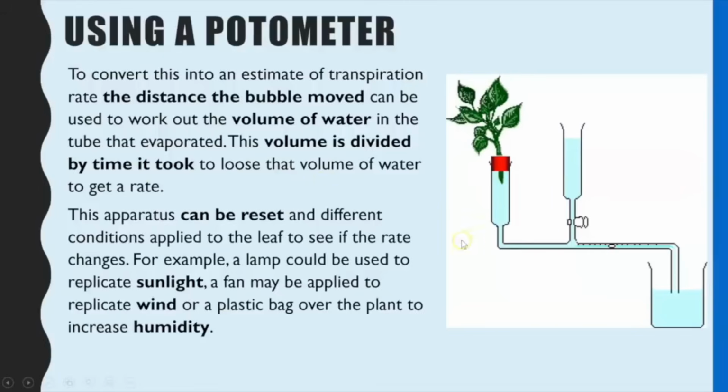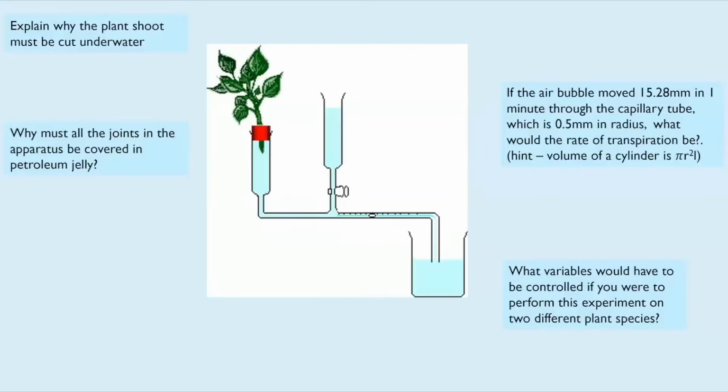You can reset the apparatus, and that is the purpose of this reservoir of water. This tap is closed when you're doing the experiment, but if you open this tap, water from this reservoir moves into the capillary tube and pushes that air bubble. You can leave it flowing so it pushes the air bubble all the way out, or just back to the start, then close the tap and restart the experiment so you can get multiple repeats. So that's how you would use a potometer.